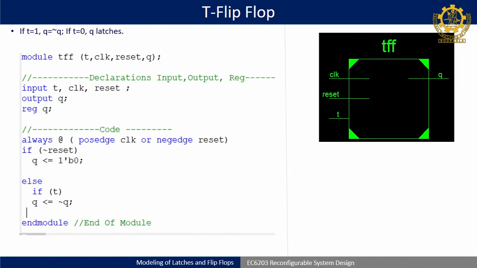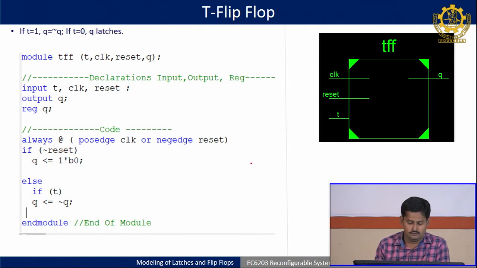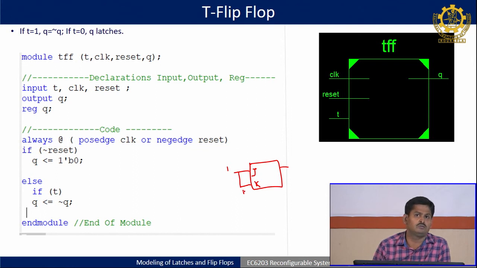Then the last one is the T flip flop. Here again you know that if in a JK flip flop I short or join these two inputs, then when J is 1, K is 1, so it will behave like a toggle flip flop or T flip flop. So now we can assign this as one input called T. When T is equal to 1, Q will do Q naught, and when T equal to 0, Q will latch the last value.